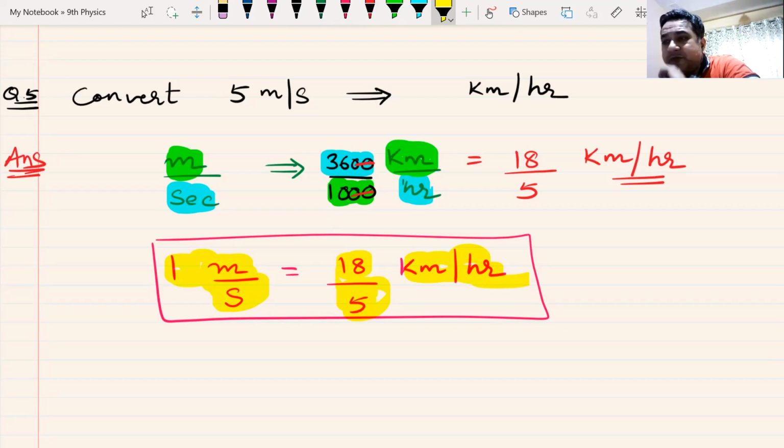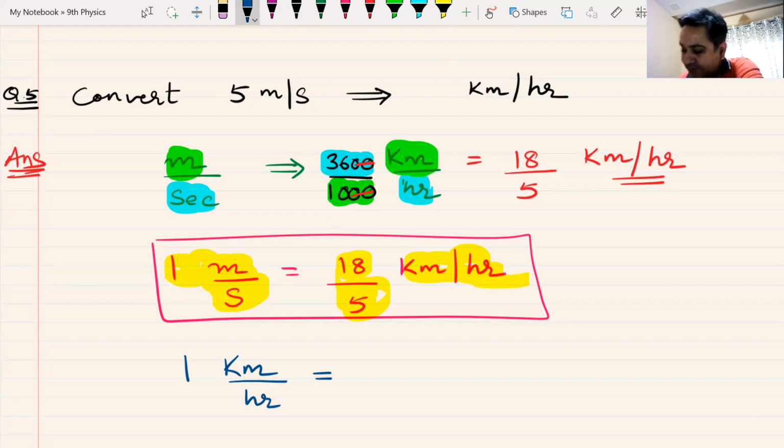Can I have raised hands from all of you? Okay, Ayush and Vedansh have raised hands. Now if I want to do the reverse of this, can you tell me what will be the reverse of this? I have to convert kilometer per hour into meter per second. Who will tell me the reverse equation? The reverse equation will have 1 kilometer per hour is how much in meter per second? Kaushiki, tell me.